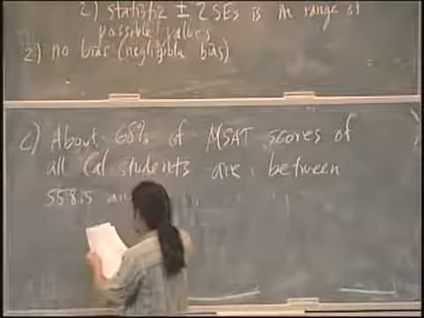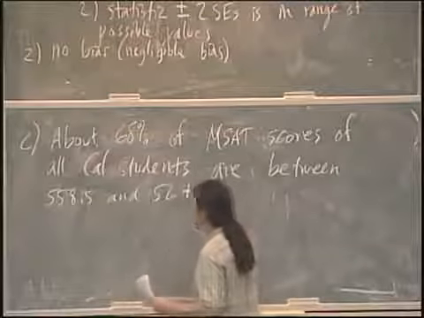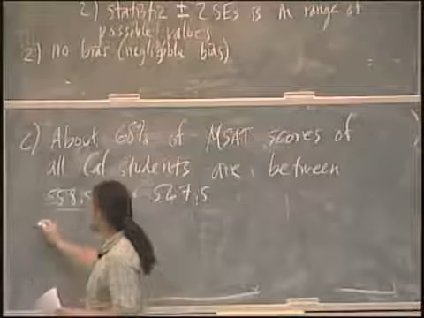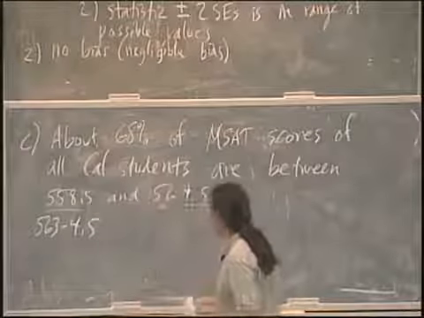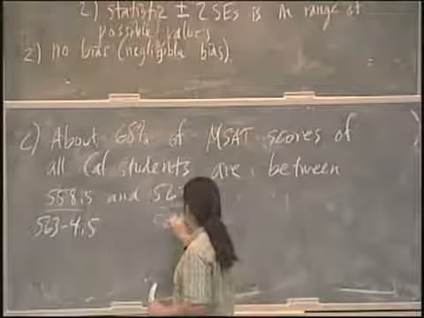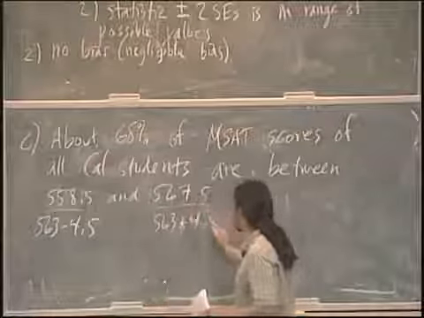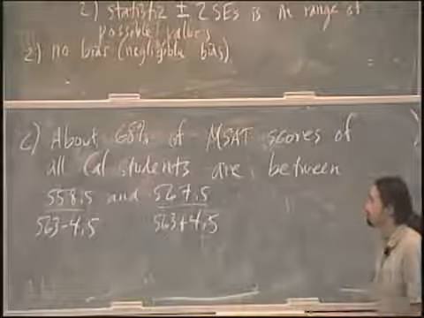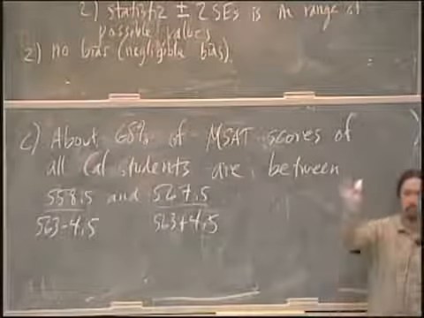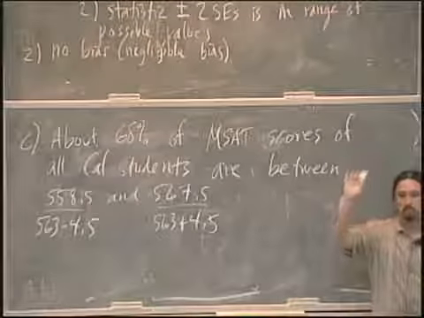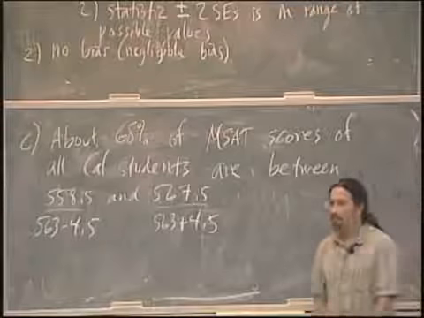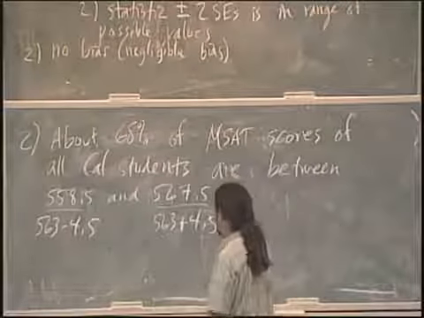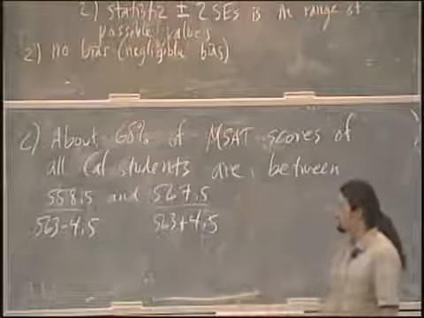558.5 and 567.5. So 558.5 is 563 minus 4.5, and 567.5 is 563 plus 4.5. Okay? So, who says true? Who says false? Okay, so you're almost all right. This is false.